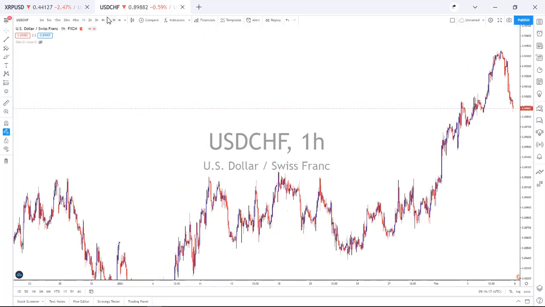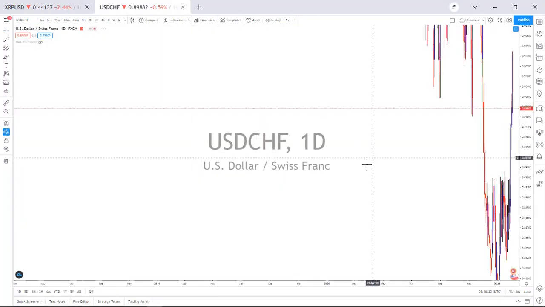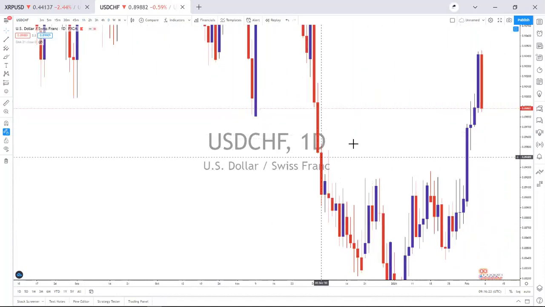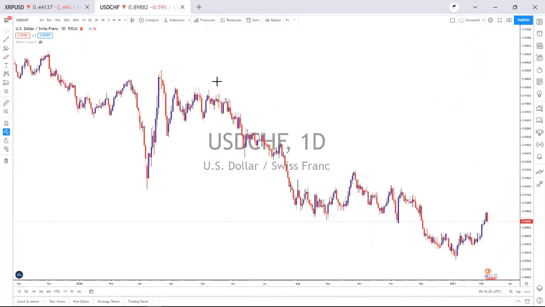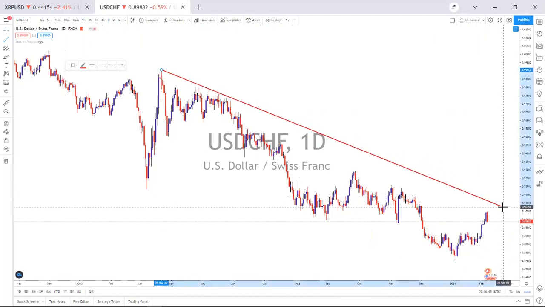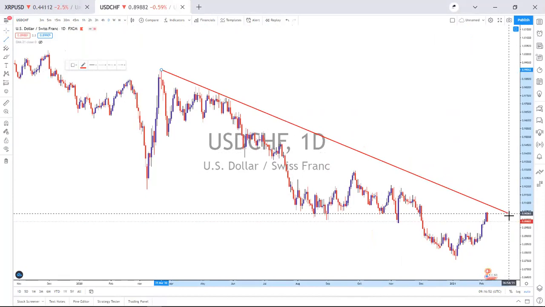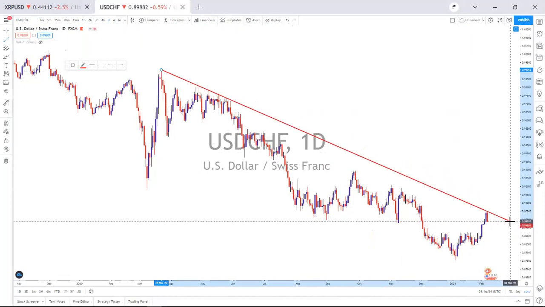So here, let's move to the daily. On the daily, let's reset this chart a little first. What you need to do first in trading price action is to identify the trend, which is a normal thing when you're analyzing your charts. So first, you would want to identify that this right here is a downward trend.